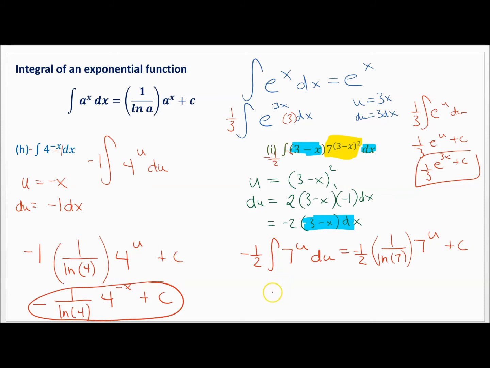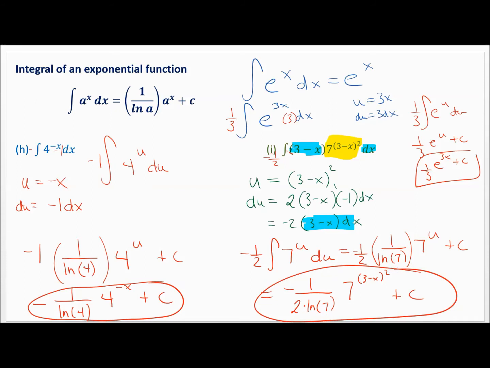So when I simplify that, it's going to be, now watch this. This negative 1 times this 1 is negative 1 in the numerator, and this 2 I'm going to put right next to the natural log of 7. And it's going to be 7. Now we know what u is. Remember, it was 3 minus x squared, plus c. And that is your final integral.